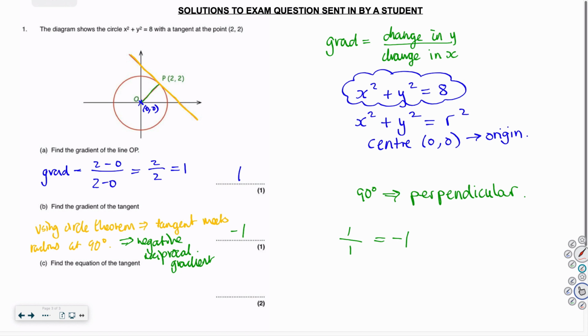Part C says find the equation of the tangent. To be able to work out an equation of a tangent, and a tangent is a straight line, we need to know its gradient, and we need to know its y-intercept, and a point that it crosses through. As we can see, we've got the gold line, which is our tangent, and a point that it crosses through, and we've just worked out its gradient, so let's work out its equation.